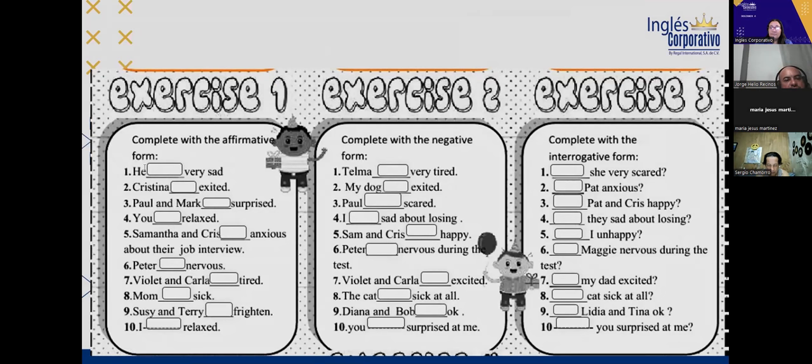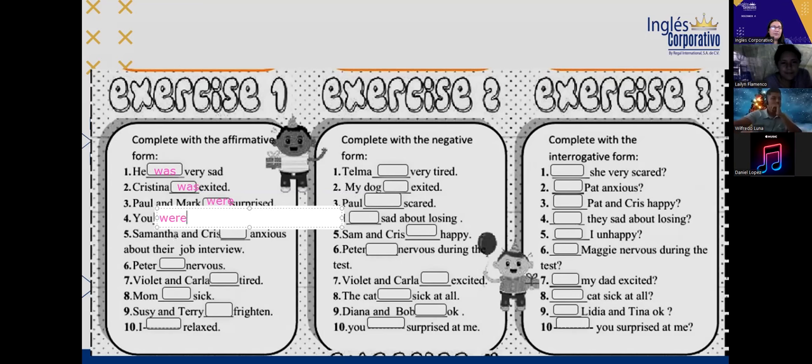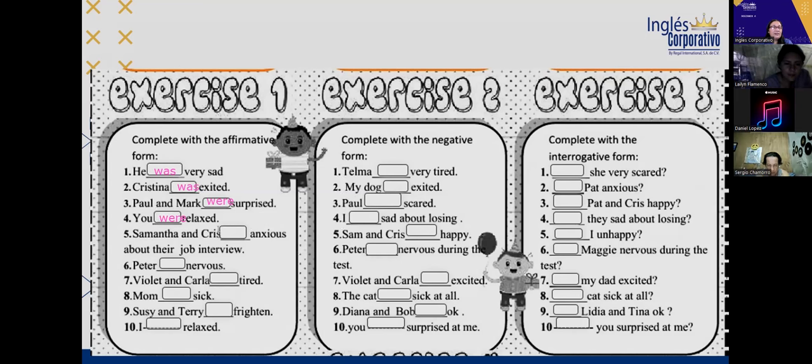He was. Okay, he was. Wait a second. He was very sad. Christina? Was excited. Paul and Mark? Were surprised. You? Were relaxed. You were relaxed. Samantha and Chris? Were anxious about their job interviews. Peter? Was nervous. Violet and Carla? Were tired. Mom? Was sick. Susie and Terry? Were frightened. And I?